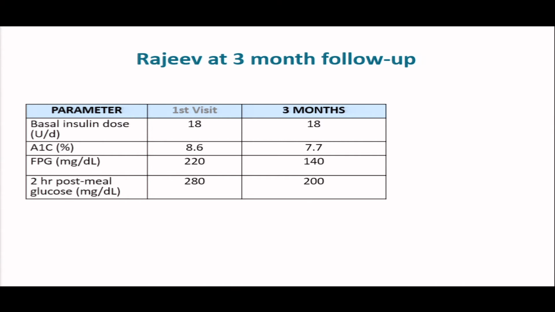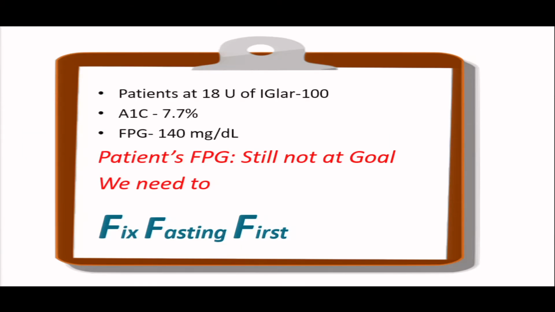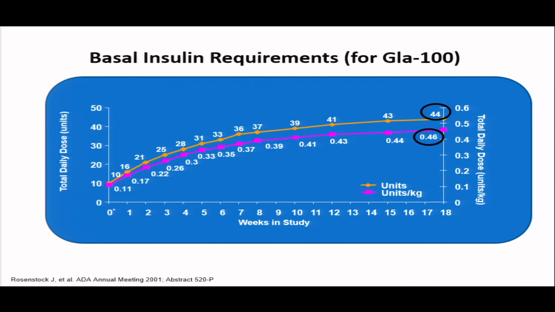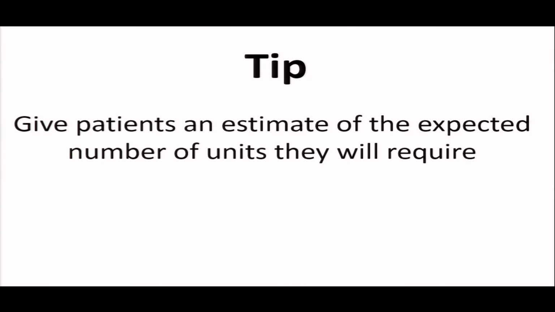3-month follow-up, his A1C has been reduced to 7.7%, fasting at 140, postprandial at 200. These numbers are good, but not great. So what is the next step? We still need to achieve triple F therapy, fixed fasting first. We can do more here. Again, please recall that typical physiologic dosing point of basal insulin is about 0.5 units per kilo per day.